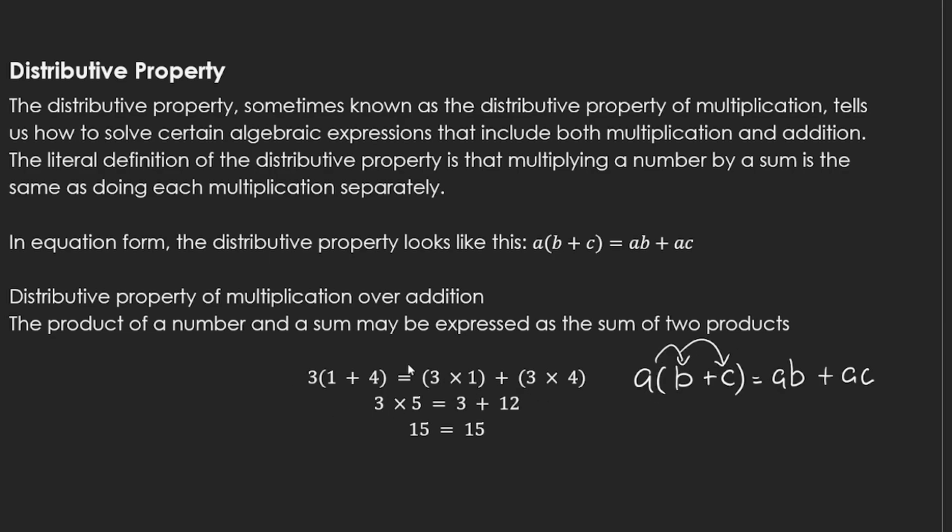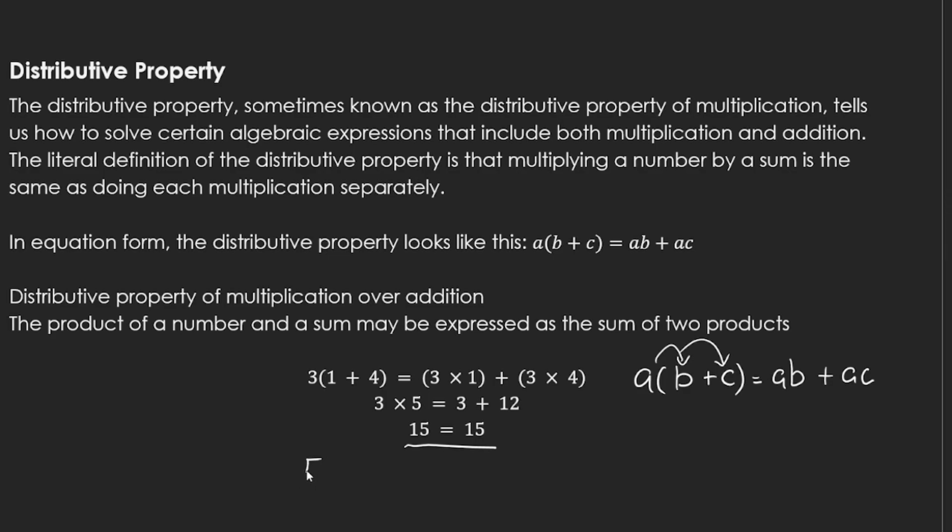We have an example here. We have 3 times the quantity 1 plus 4, and we have 3 times 1 and 3 times 4. If we use order of operations, inside the parentheses first, we would have 3 times 5. Over here, we have 3 times 1 is 3, 3 times 4 is 12, and you would get the same product. Let's have one more example before we go on to the activity.